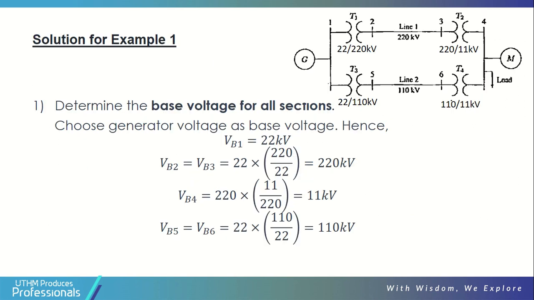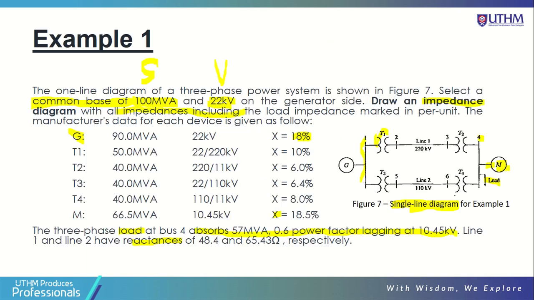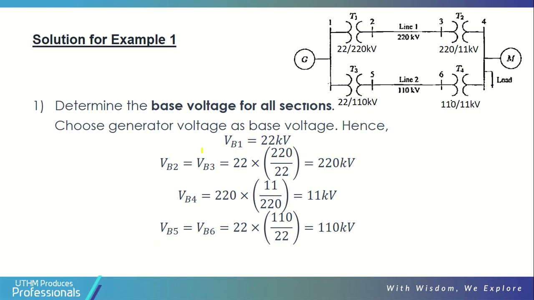Next, first you need to determine the base voltage for all sections. For example, this is section number 1. What is the base voltage? It is given, equal to 22 kilovolt. So we call it VB1 equal to 22 kilovolt. Then we have section 2, section 3, section 4, section 5, and section 6.